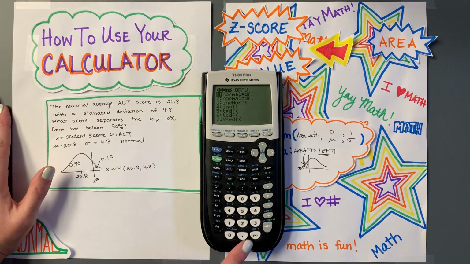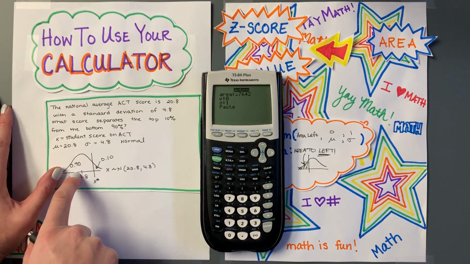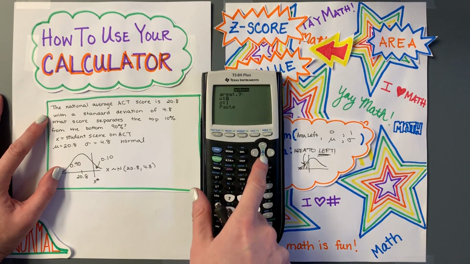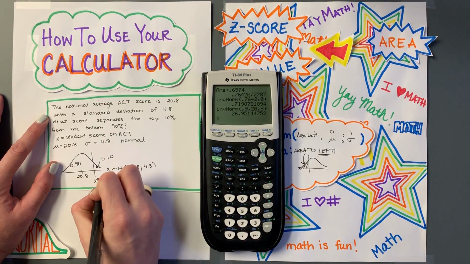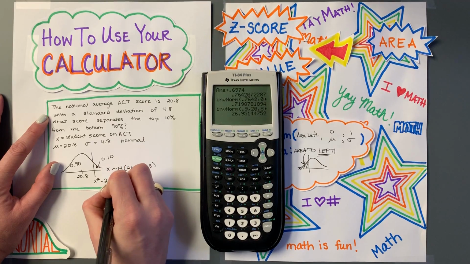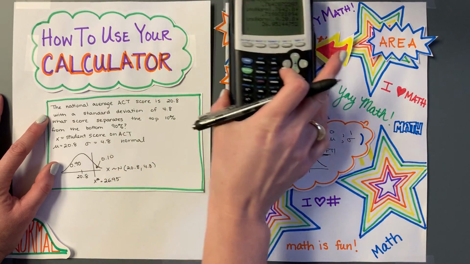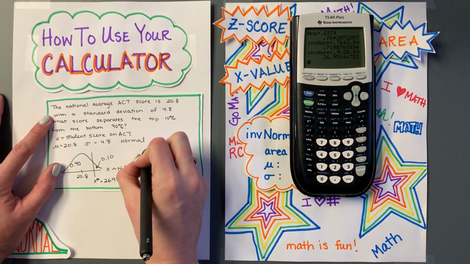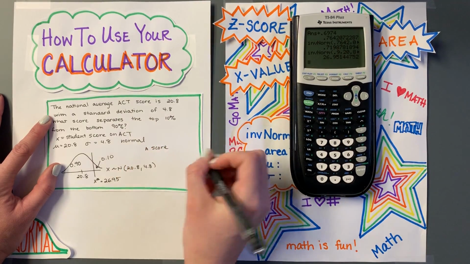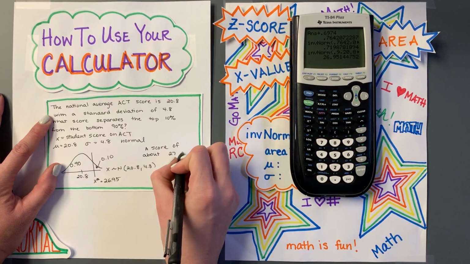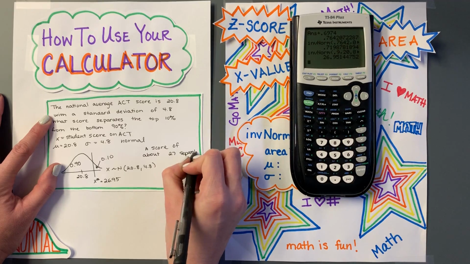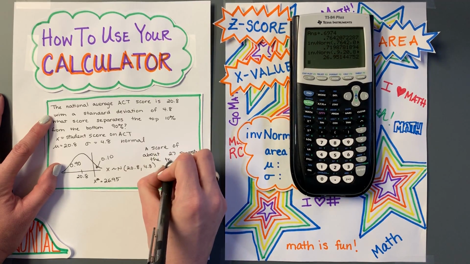So second distribution, inverse norm. The area to the left is 0.9. Remember, area to the left, not right. The mean is 20.8, and the standard deviation is 4.8. So I get 26.95. So we can say a score of about 27 separates the top 10%.